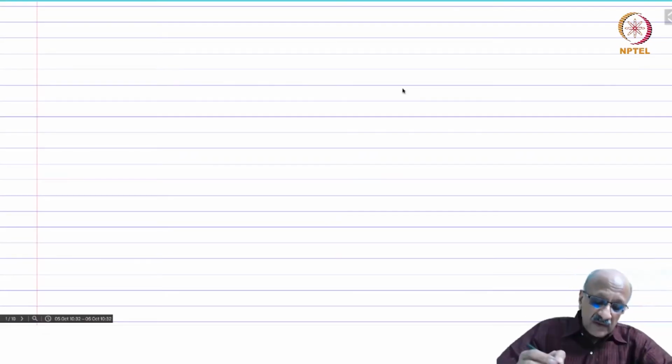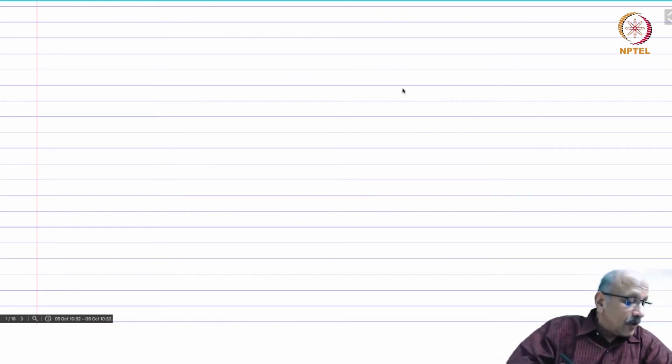Okay, we will now investigate the relationship between the range and kernel of an operator and its adjoint. So we have the following proposition.